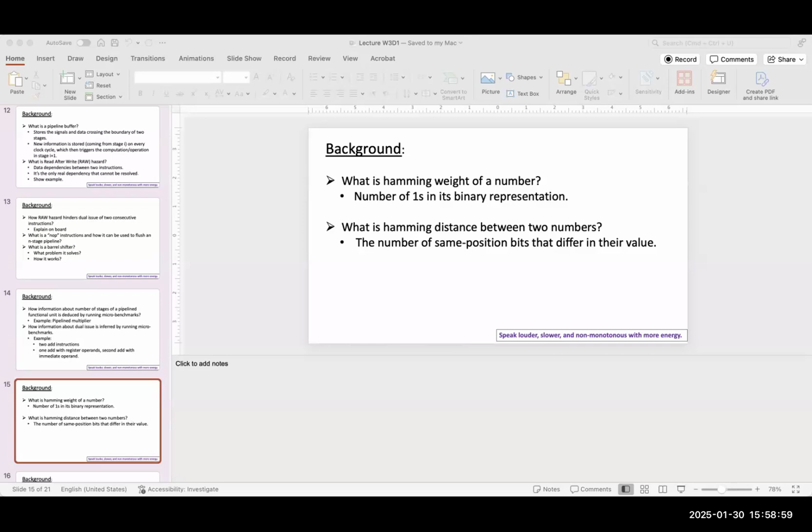So what is the Hamming weight of a number? When you convert it into binary form, how many of the bits are non-zero, the number of one bits. That is the Hamming weight. And Hamming distance is, if you have two numbers both represented in binary form, how many bit positions differ in their value. Okay, clear?